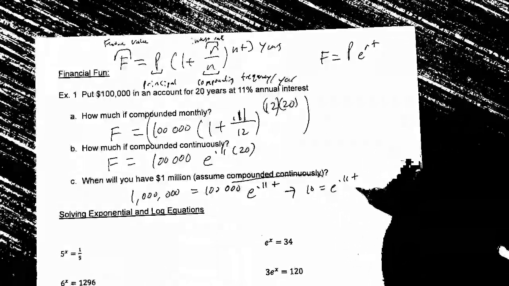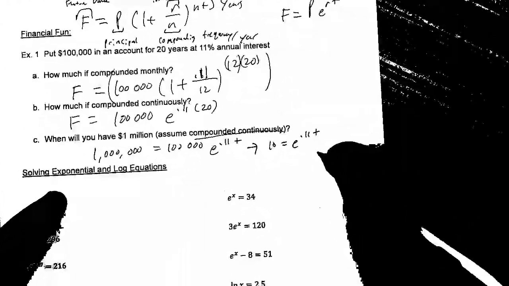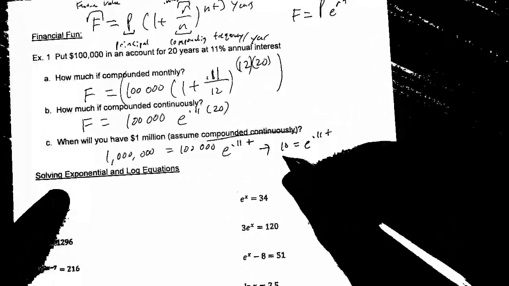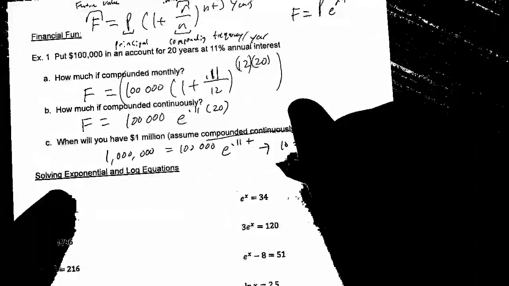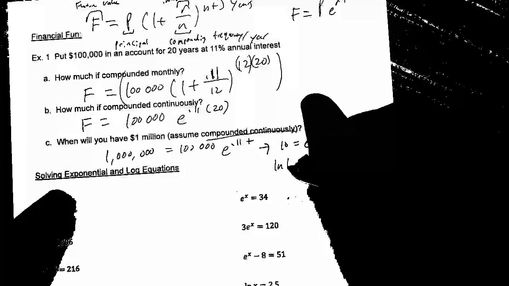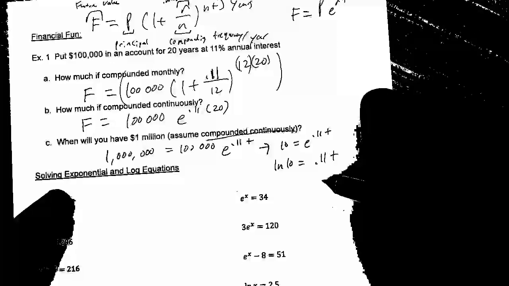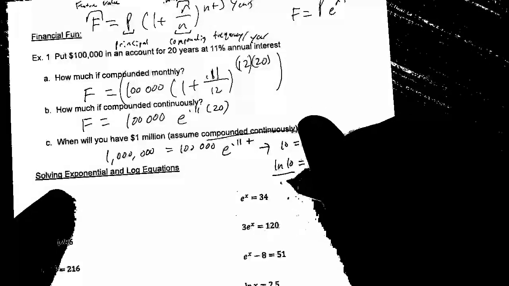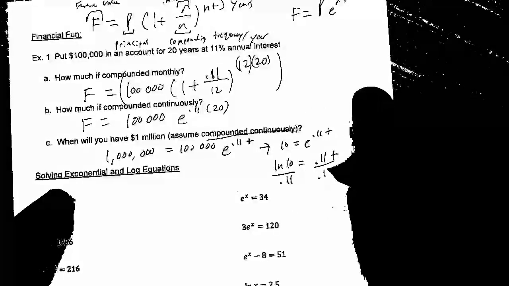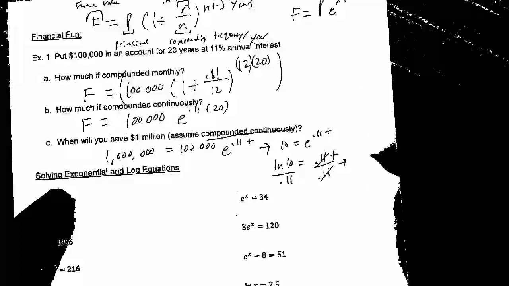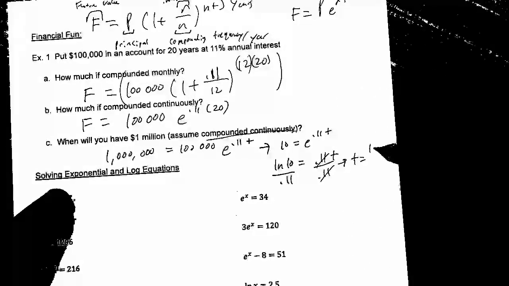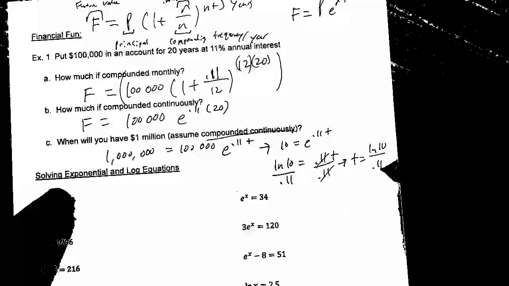And then to undo an exponential, what do we do to both sides? We take the natural log. ln 10 equals 0.11 t. And then divide both sides by 0.11. So t equals ln 10 over 0.11.